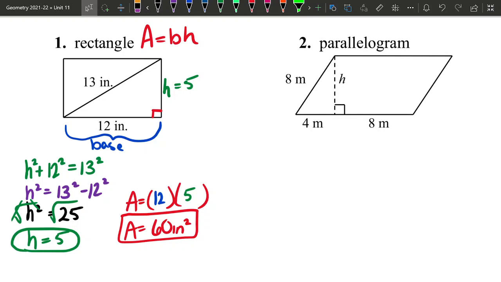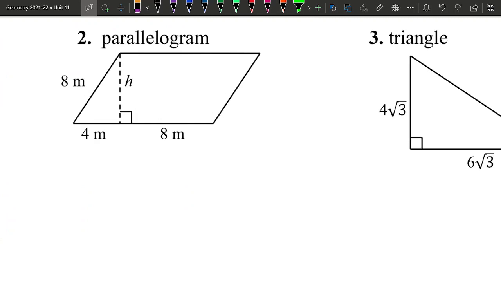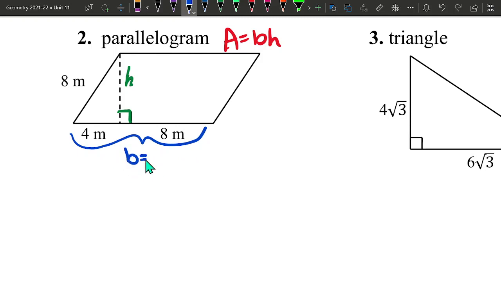All right, so number 2 is similar. It's a parallelogram. So we're going to have the same formula. The area equals base times height. And we see we have a designated space for H, but we still don't know what it is. We know it's this section. There it is. We have the 90 degrees, but we don't know what the value is. And so that means it's perpendicular to the base. So together, 4 plus 8 gives me the base. So the base is 12.